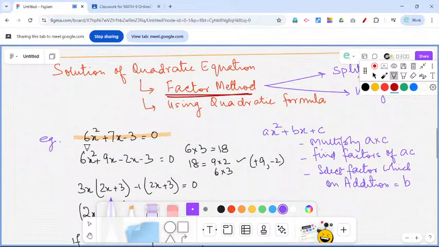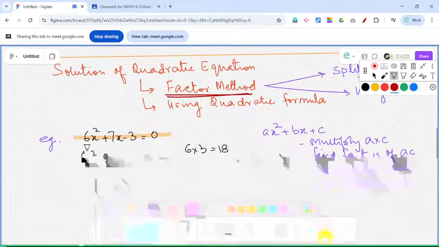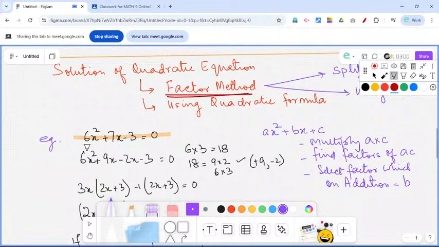So this was about using the factor method. After that, the next method is by using the quadratic formula.